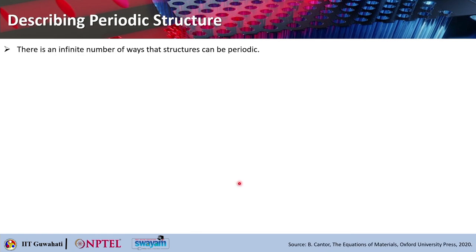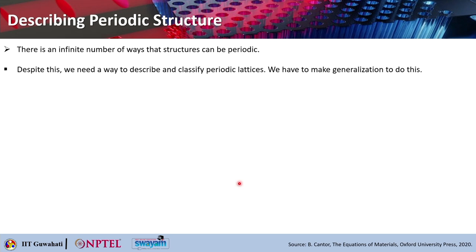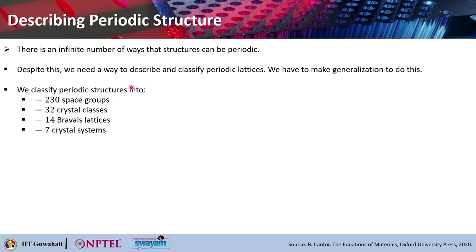So, let us look into how we can describe periodic structures. There is an infinite number of ways a structure can be periodic. Despite this, we need to find a way to describe and classify these periodic lattices. So, we have to make some generalization to achieve that. We can classify periodic structures into 230 space groups, 32 crystal classes, 14 Bravais lattices and 7 crystal systems.